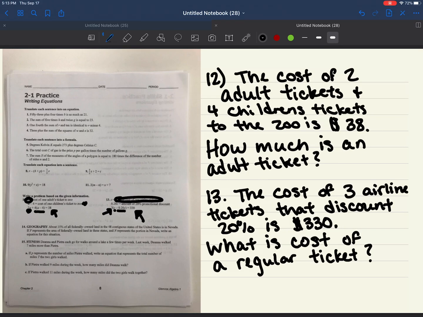So you will do the other side for homework. Make sure you do every number on the other page on skills practice.